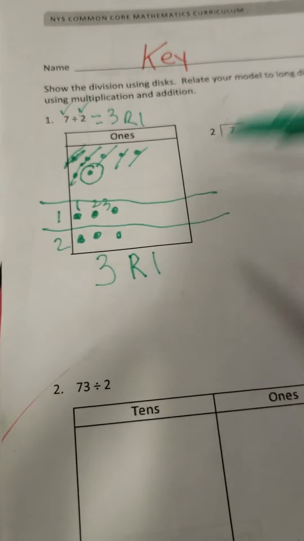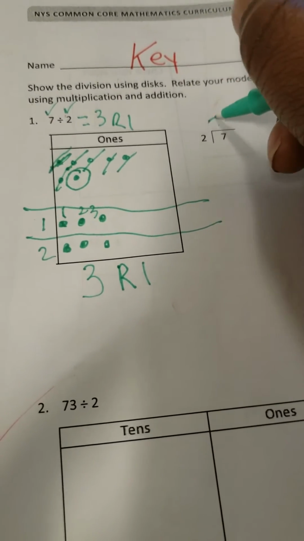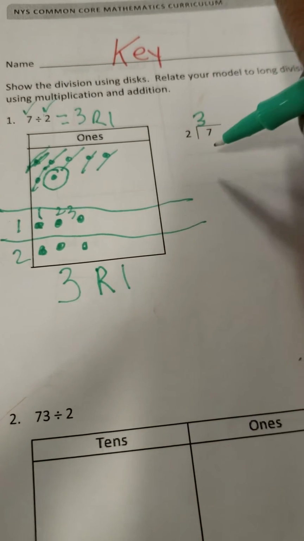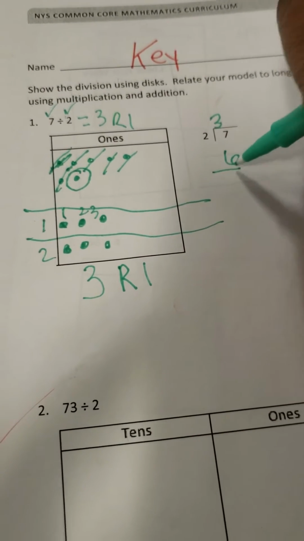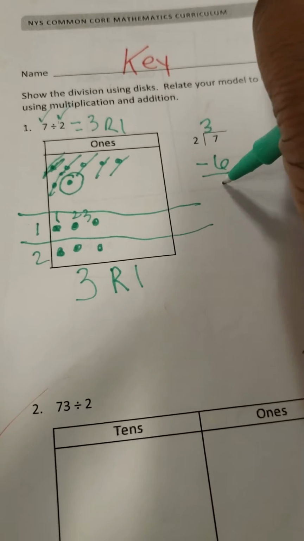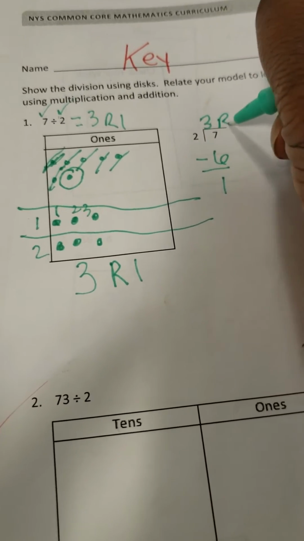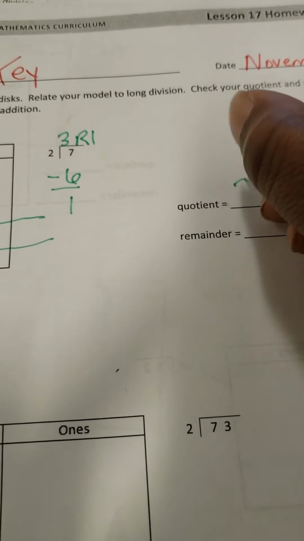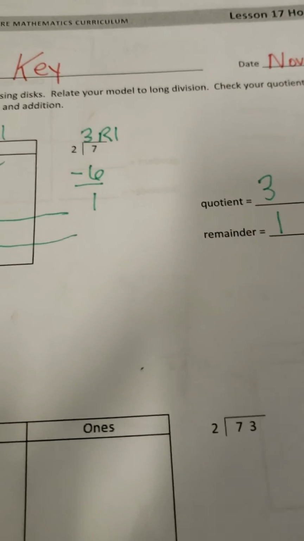Now, 3 is our quotient. That's what we're going to put above our ones. 3 times 2 equals 6. 7 minus 6 equals 1. That's our remainder of 1. Our quotient again is 3, our remainder is 1.